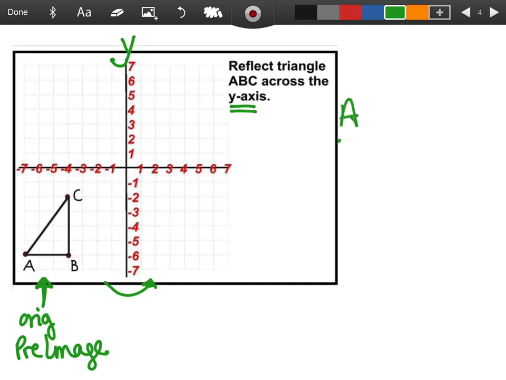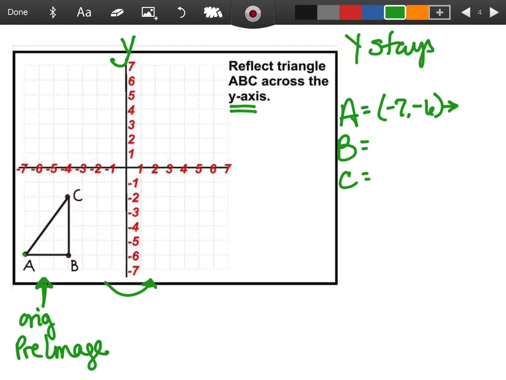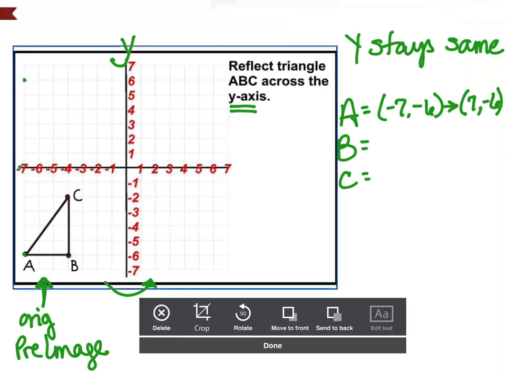So I've got A, B, and C. I'm going to do the exact same thing. This time my A is at -7, -6. Y-axis, Y stays the same. So that means my X is going to change. So my new X changes to positive, and then my -6 Y value stays the same. So I'm going to do the same thing. -7 up to 6. I should dot right there.